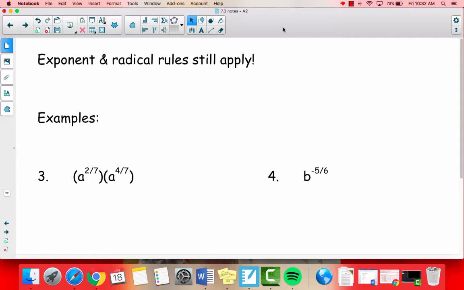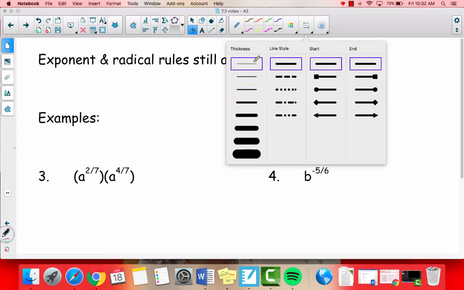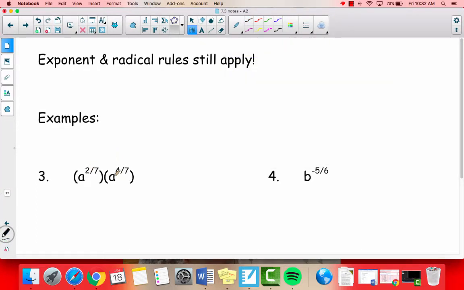The first two that we're going to go through are just some basic simplifying using some exponent rules, and in this case, for number 3, we have a to the 2 sevenths times a to the 4 sevenths, and all you have to think about in this case is your exponent rule. So remember back when we first learned about our exponent rules, we said that when you're multiplying the same bases, all you have to do is add your exponents.